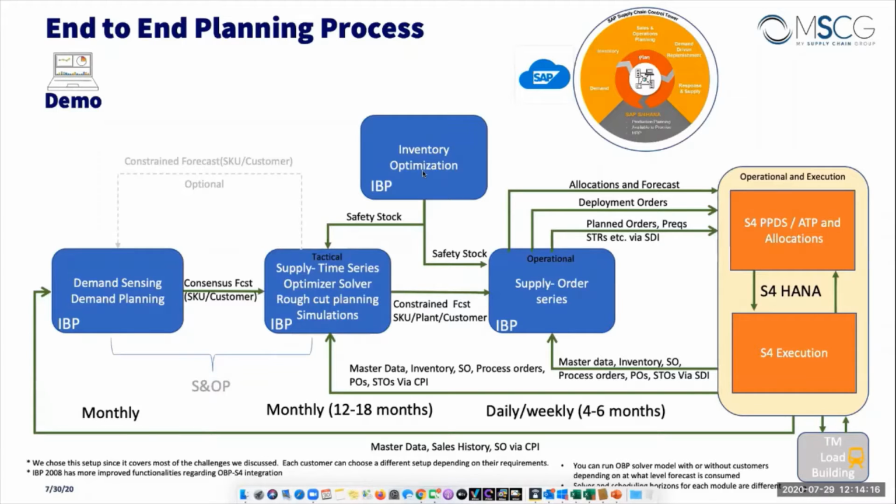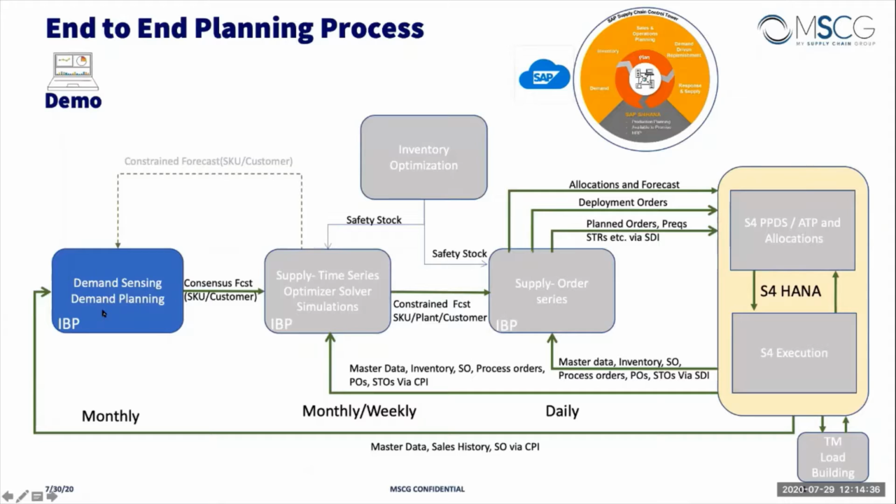Inventory optimization is another module that we are using, and we are getting the safety stock number into time series as well as into order series. But we'll not delve too deep into inventory optimization in this demonstration. Within demand planning, I'm going to show you the statistical forecast and consensus planning. For this demo, we are going to use the web user interface for IBP as well as the Excel interface for IBP. So let's start with the web user interface.